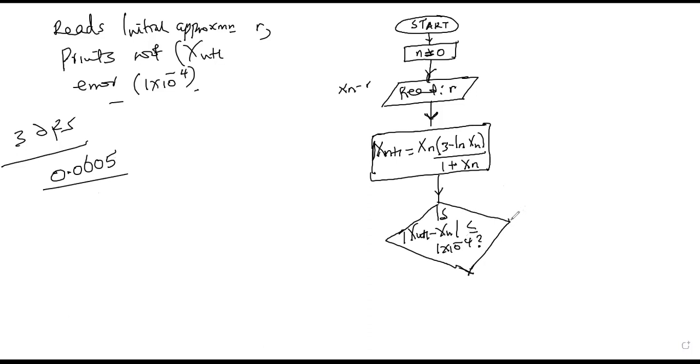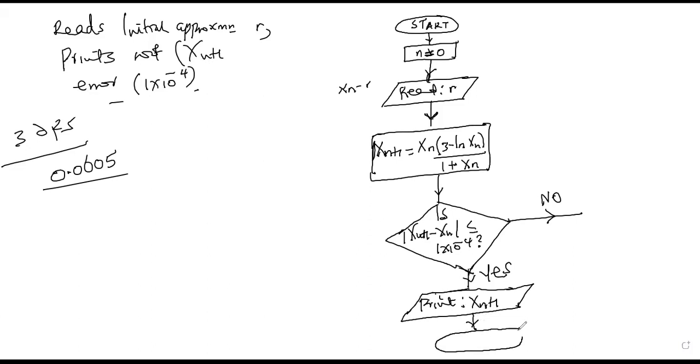Then the answer is either no, or the answer is yes. If it is yes, you print out. You tell the computer, okay, now since I have gotten a positive response, you print out. But what am I printing? I'm printing the root. So you're printing xn plus 1. And after printing, does the machine keep running? No, you have to stop it.